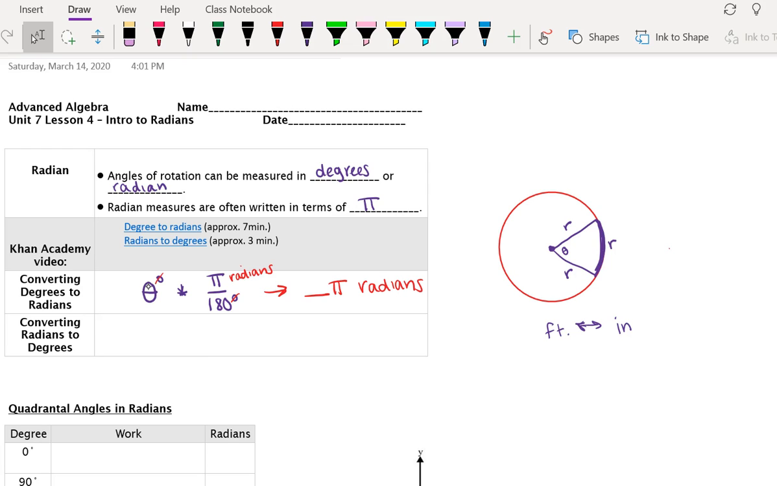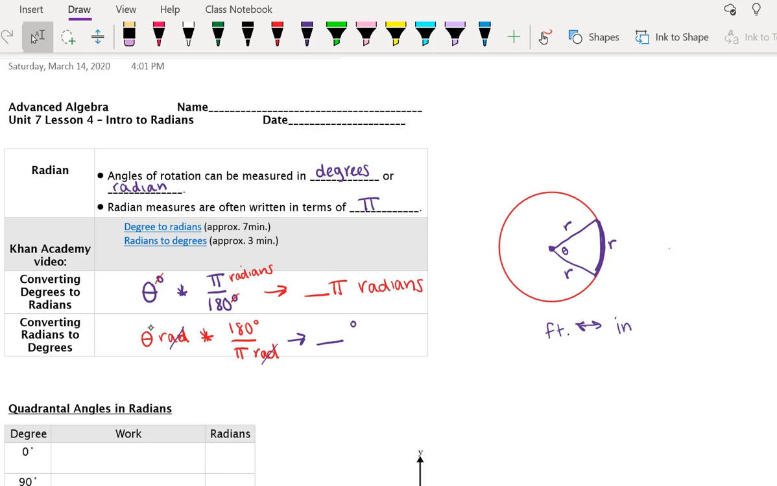If I want to go from radians to degrees, we're going to do the reverse. So your theta is going to be given in terms of radians, and you would multiply that times 180 degrees over pi radians. And the goal would be to get the radians to cancel, and you would be left with some unit in degrees remaining.